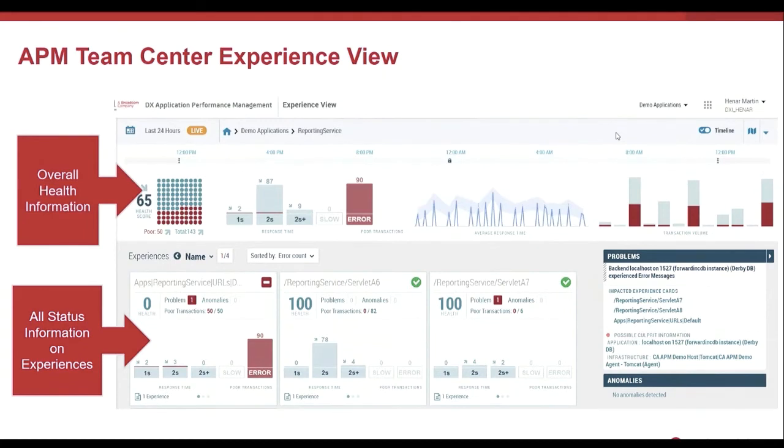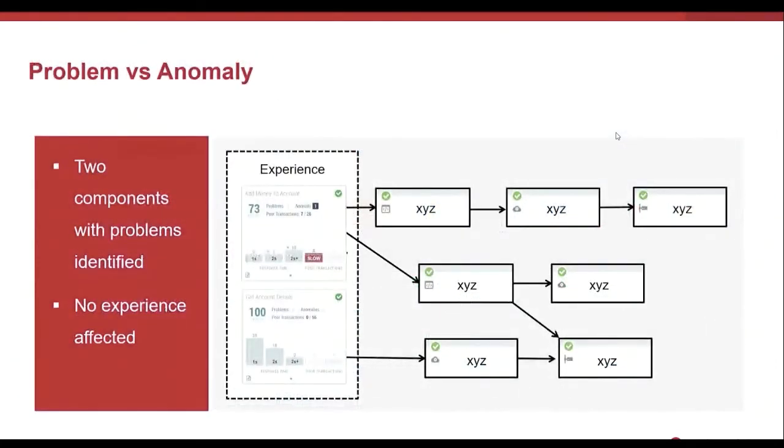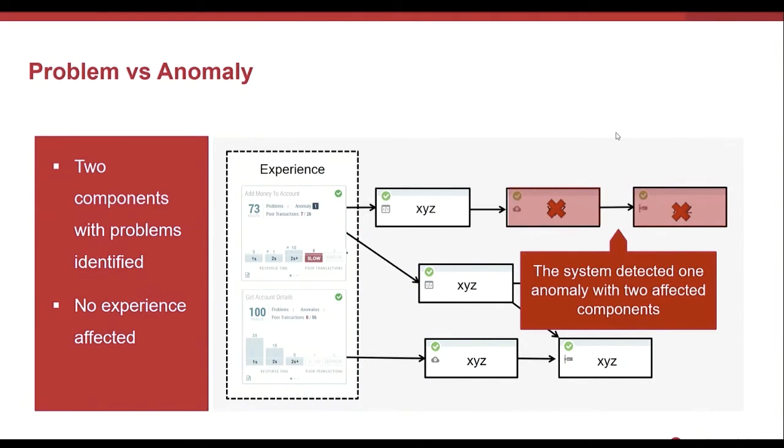Let's see what the difference is between them. Problems are severe errors. Anomalies are minor issues, something to look at, something to pay attention to. Here, in this example, imagine that suddenly we have two components in the map getting red, two elements of our transaction going red. This could be, for example, a high response time in a web service call, or an anomaly in the response time, a response time that is not following the normal behavior. The system detects one anomaly with two affected components, but the end user experience is not being impacted. We are talking about an anomaly.